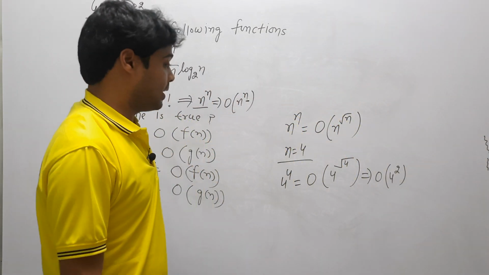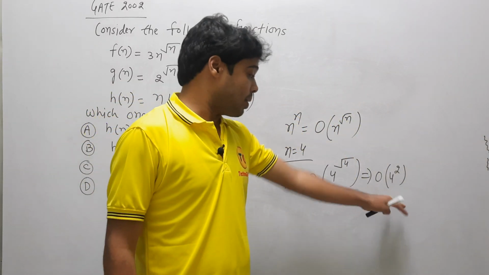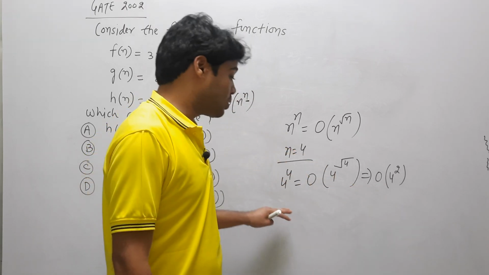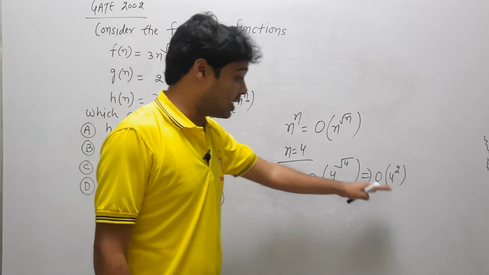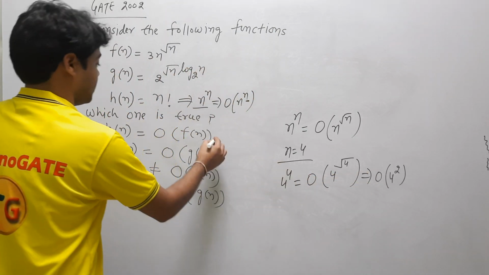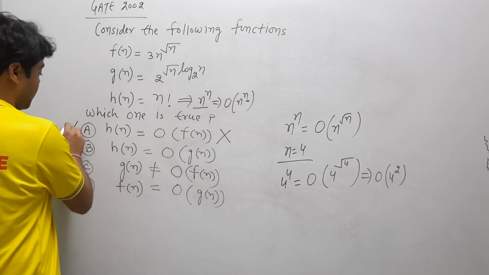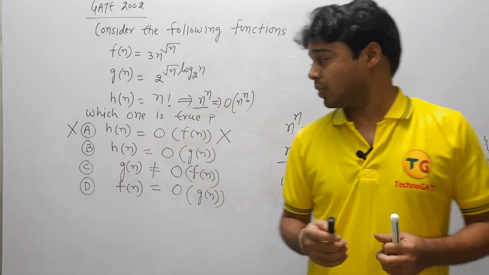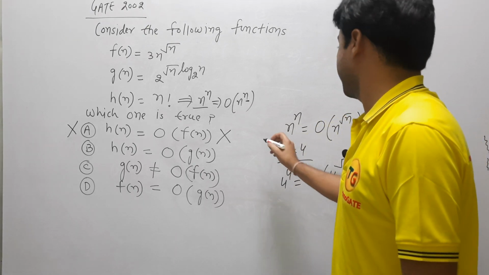So tell me one thing: is 4 squared an upper bound on 4 raised to power 4? No, because 4 squared is 16 and 4 raised to power 4 is 256. So 16 is not an upper bound on this one. Not possible here. So option A is false. Take any counterexample and solve this one.